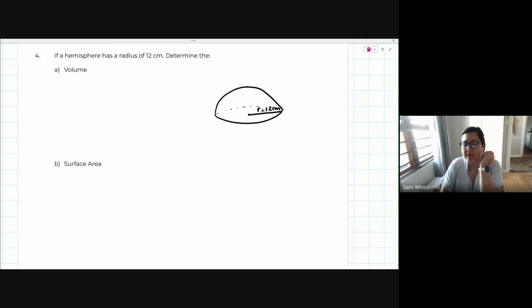So there's a couple things we now need to bear in mind. When I want to work out the volume, and just a reminder, the volume of a sphere is 4/3 pi r cubed. When we now want to work out the volume of a hemisphere, we would need to divide that by 2 because we only want 1/2 of that spherical object.